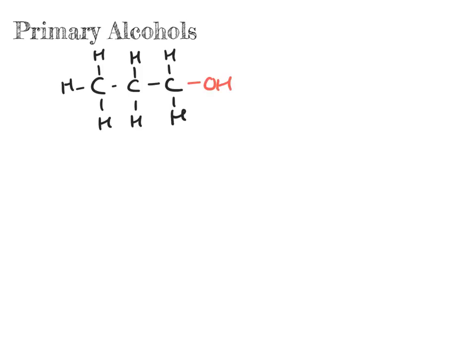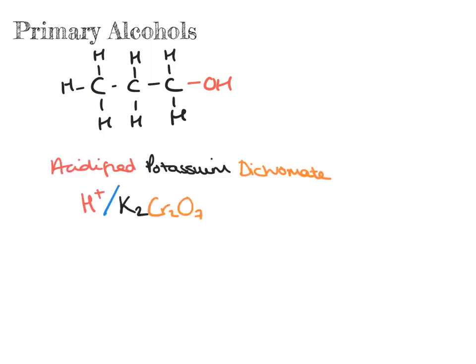So a primary alcohol is an alcohol where you've got an OH group that is on a terminal carbon, so it's on the end. It's not coming off one of the middle carbons and it's not coming off a branched chain of carbons. So this is a primary alcohol because the OH group's on the end. And to oxidise a primary alcohol or a secondary alcohol, we use an oxidising agent called acidified potassium dichromate.